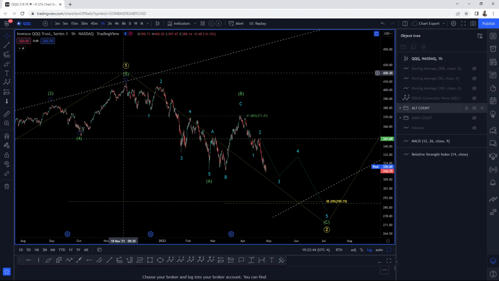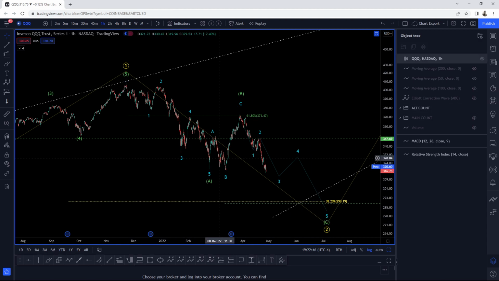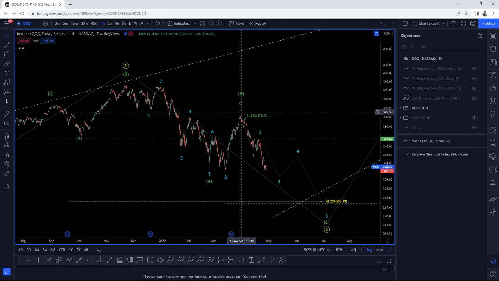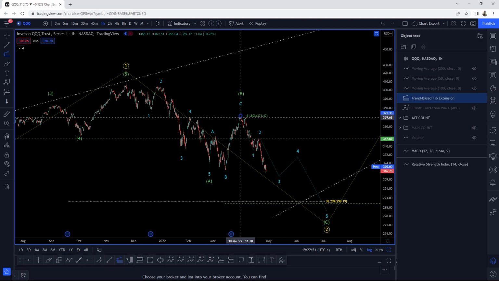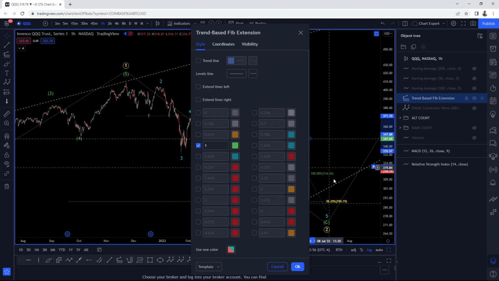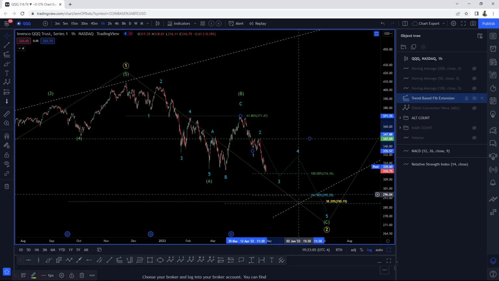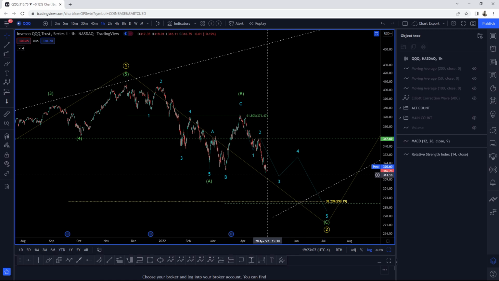So if that's the case, this is a 3-wave pullback into the wave 2. So 1, 2, 3, 4, and 5 to the A, ABC to the C of B, and now we have 1, 2, 3. The third wave has a little bit more downside to go, and we are nearing the equality, right? But we have room to run towards the 1.618, which comes down to the $295 region. And we may hold support here due to the fact that Meta, or Facebook, reported good earnings today, and that may bring the market up a little bit in the few days ahead of us.